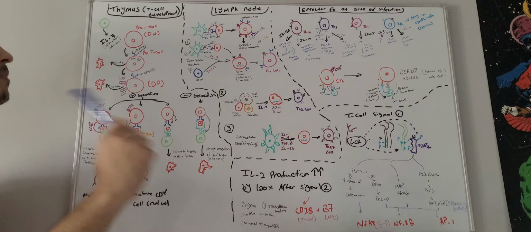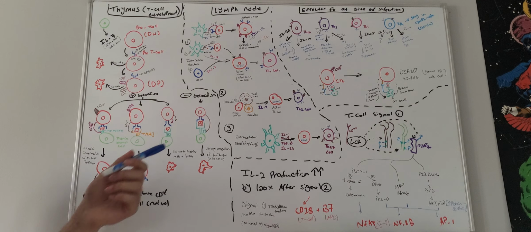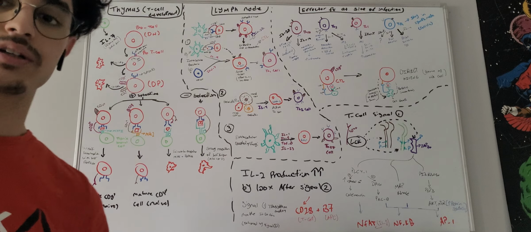Okay, guys, that pretty much covers everything. We've talked about T cell development, what's happening in the lymph node, T cell signaling, and then effector functions at the site of infection.